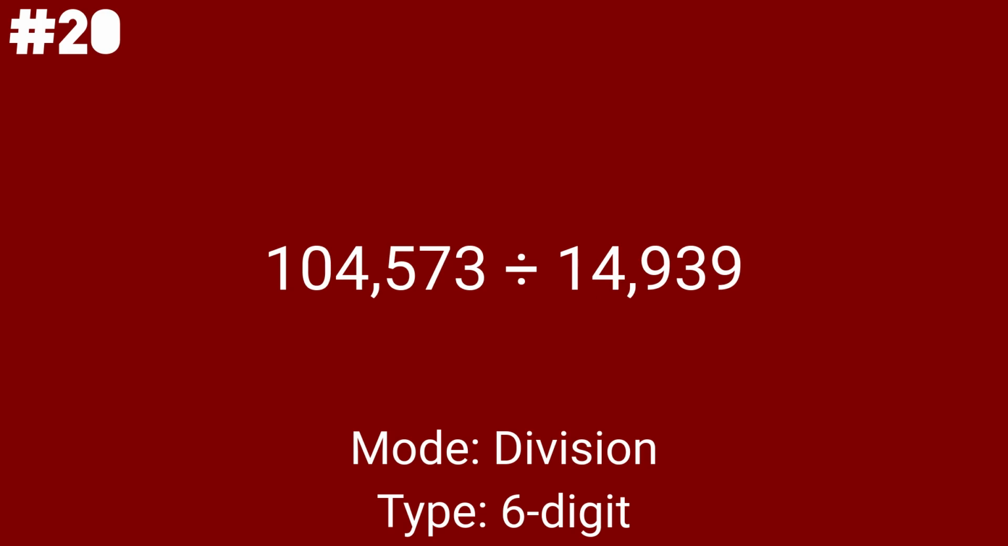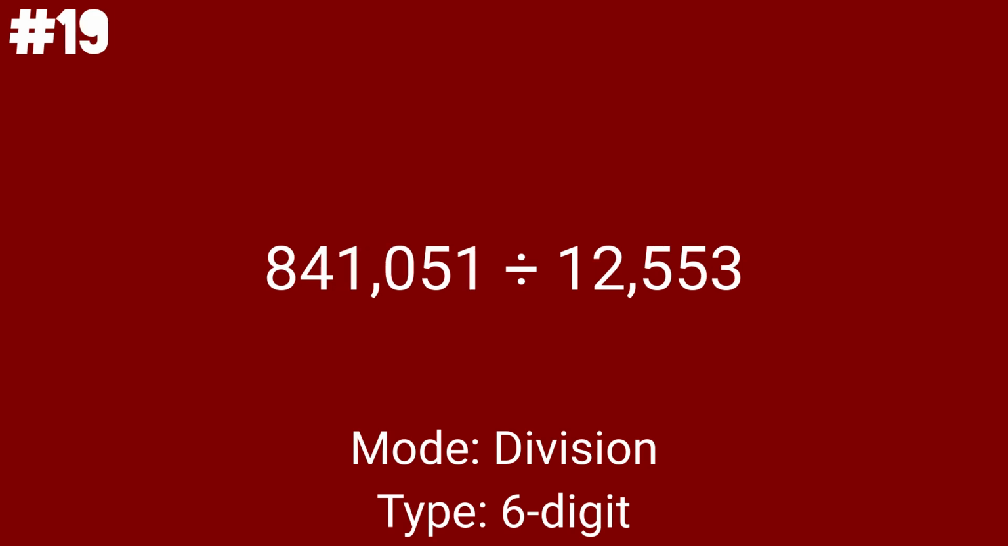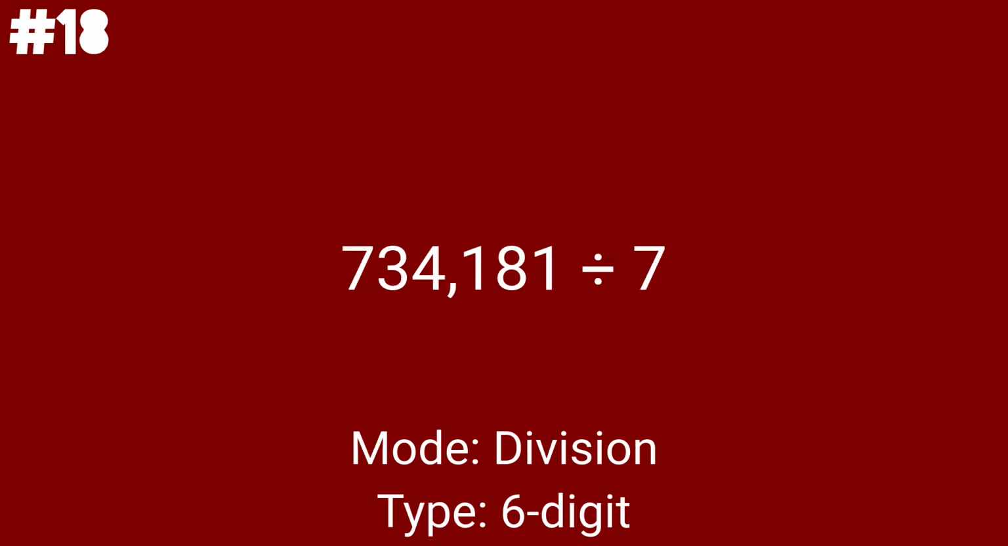104,573 divided by 14,939 is our first division problem with 6 digits. Also, it is the first in the second half of the division problems, which will have 20 more problems. 841,051 divided by 12,553 is problem number 22, and this is the fourth to last division problem before we move on to 7 digits, because you will realize that we do division problem types in groups of 5 now.